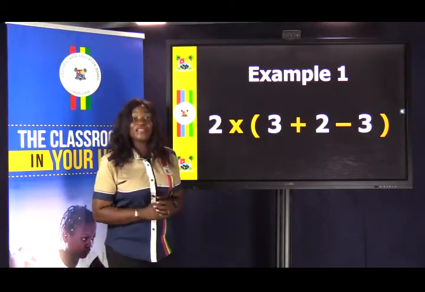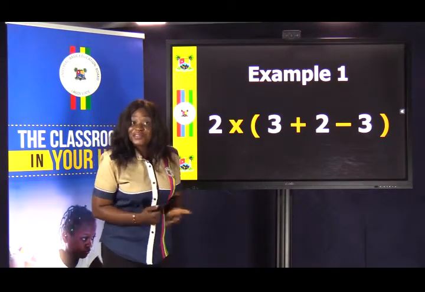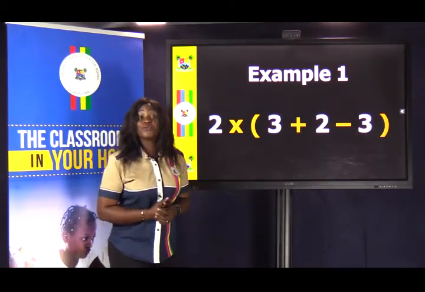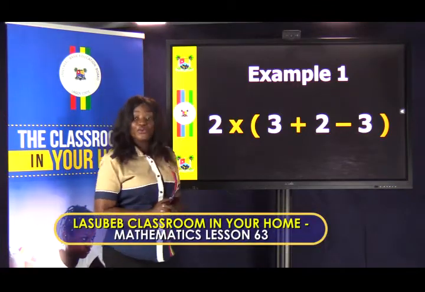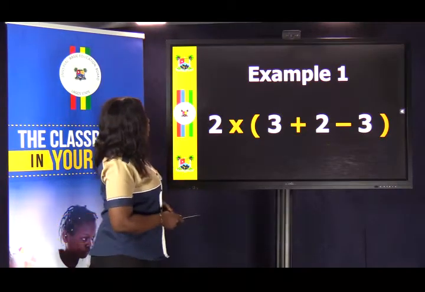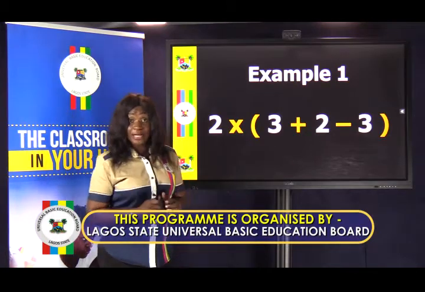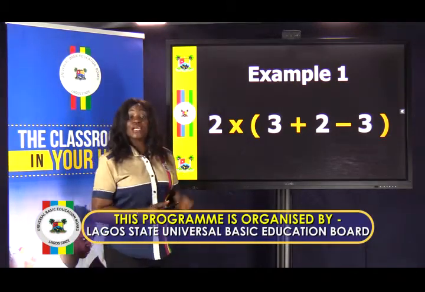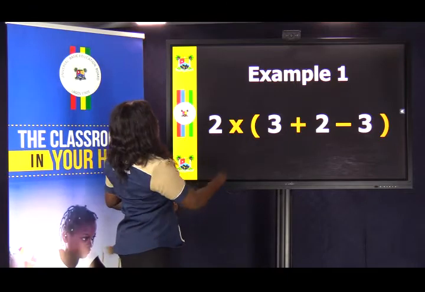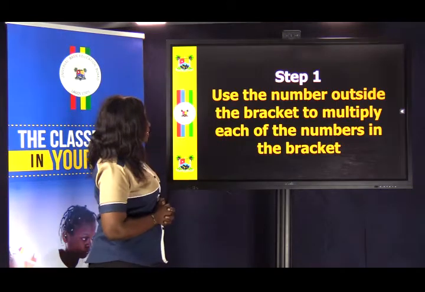Today we are having both addition and subtraction in our questions. So easy. The same method which we have been using for addition and the same method which we used for our subtraction is what we'll use to tackle addition and subtraction. So what are we going to do? You use the number outside the bracket to multiply all the numbers in the bracket. Then you must take note of where your addition sign is and where your subtraction sign is.